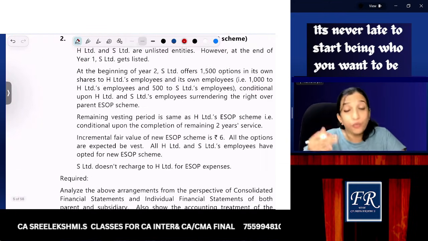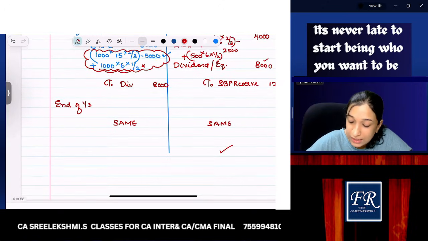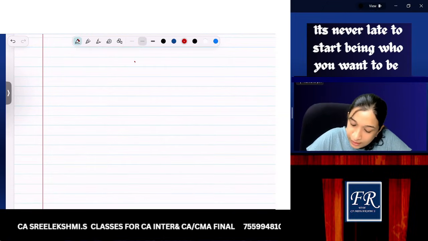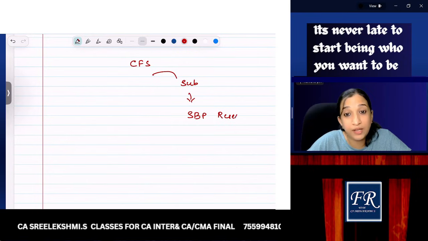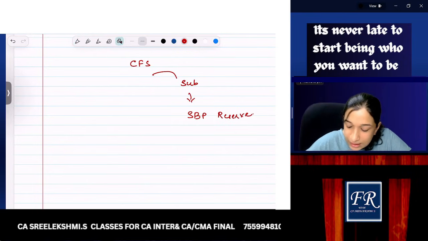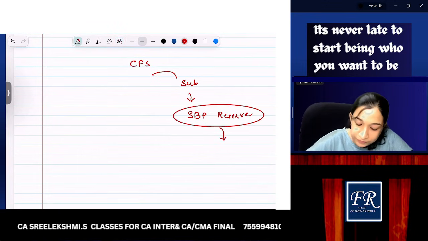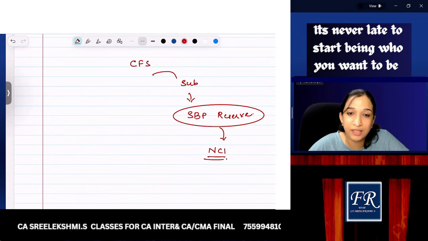So that's it. And so what will come in parent, what will come in subsidiary? There is one more question. What will come in consolidated financial statements? In CFS, in subsidiary companies' books, there is an SBP reserve. So this SBP reserve will be allocated to NCI in consolidated financial statements.